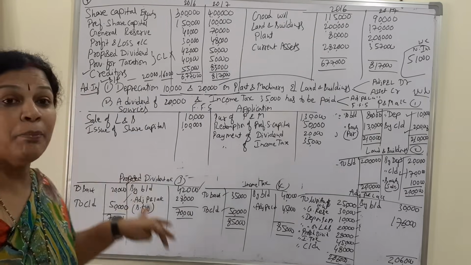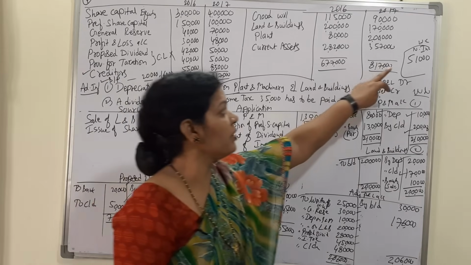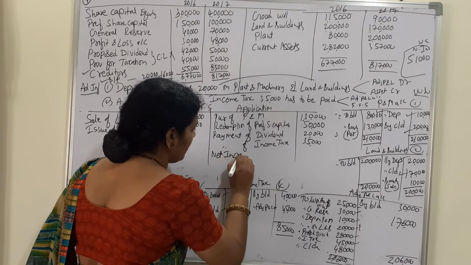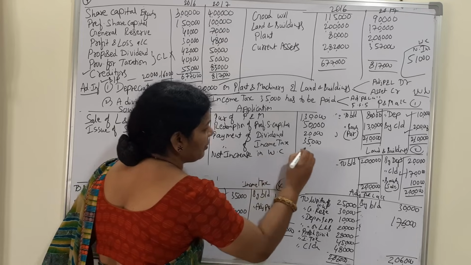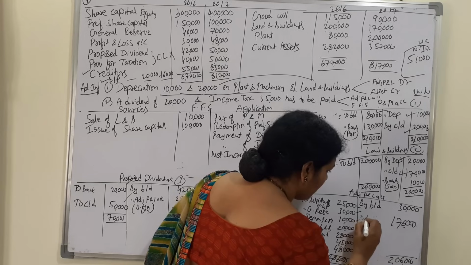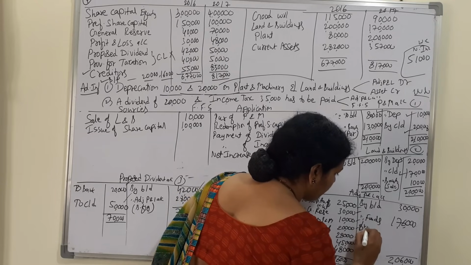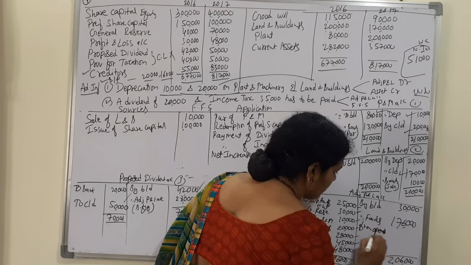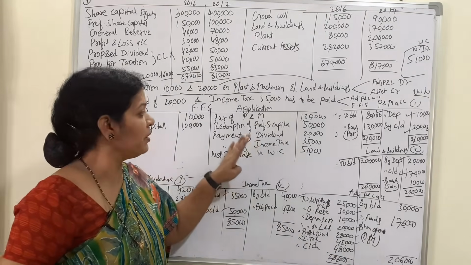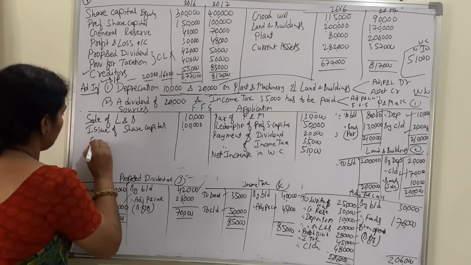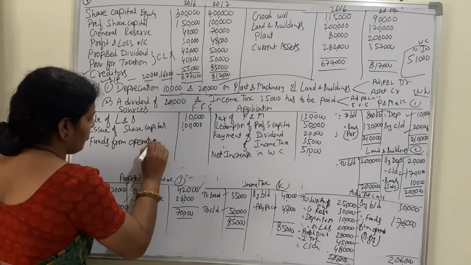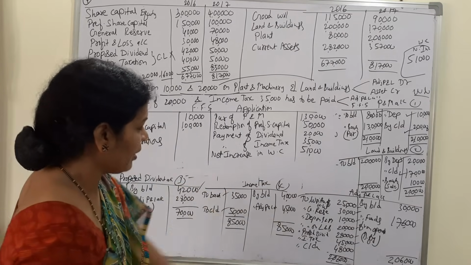Everything is written. Now the impact of the schedule of changes in working capital. We already got a net increase in working capital of 51,000. We'll write here net increase in working capital, 51,000. And the adjusted P&L account will give funds from operations. This is the balancing figure. Funds from operations always go from the adjusted P&L account to the fund flow statement as a source. So funds from operations, how much is it? 1,76,000.